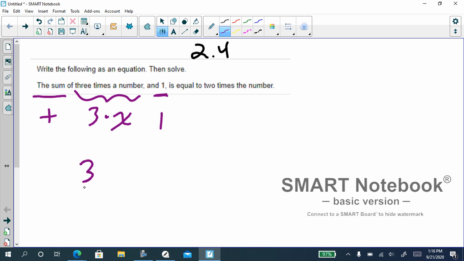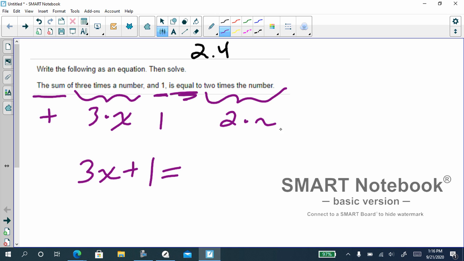3x and 1. So 3x plus 1 is equal to, so put the equal symbol in, and then 2 times the number. So 2 times whatever our number is. Now we just need to solve this equation.